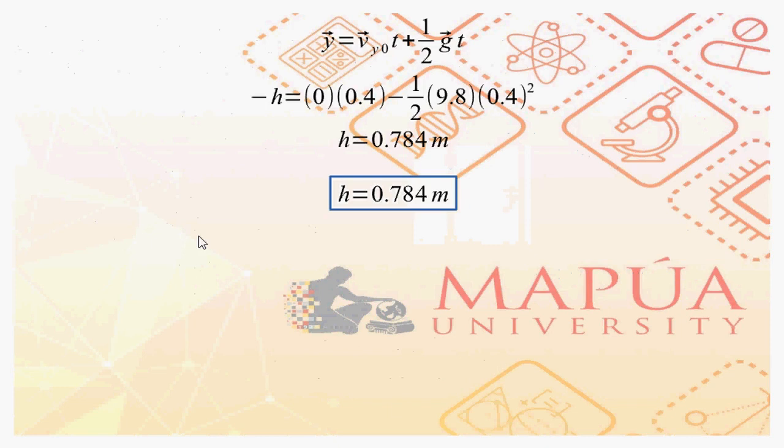Going now to the y component. Again, on the y component, you have uniform acceleration, free fall motion. You have 4 equations to choose from. Once again, looking at the equation y is equal to Vy initial t plus 1/2 gt squared. The only unknown is h. Plug in the values, and you'll be able to calculate h to be 0.784 meters.